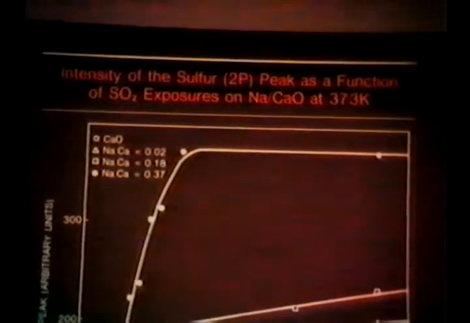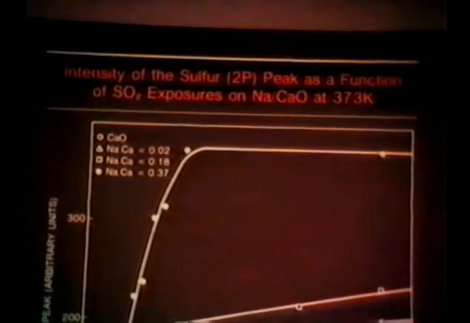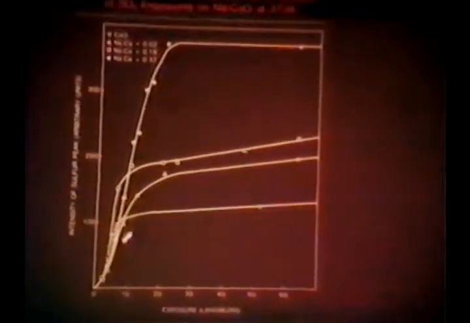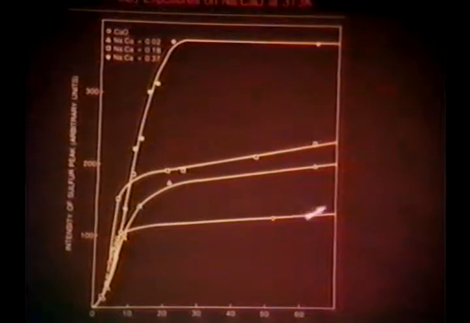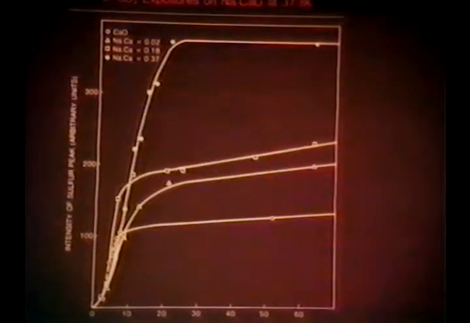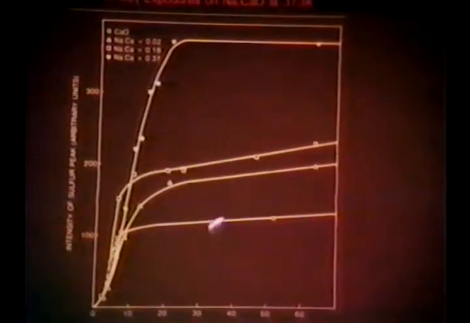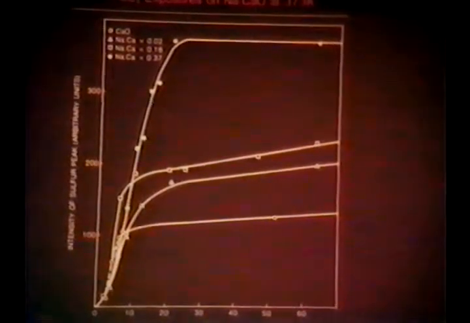Now here the intensity of the sulfur peak is plotted as a function of exposure given in Langmuirs at 373 K. Different sodium to calcium ratios are listed here. As you can see, there is a rapid increase in sulfur intensity initially for all the sodium coverages, and then it reaches the saturation value. It's also important to note, with increase in sodium coverage, there is an increase in saturation sulfur intensity.